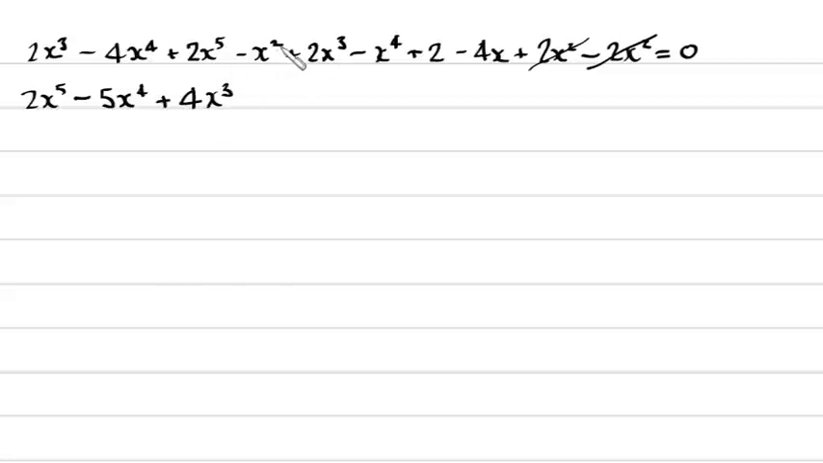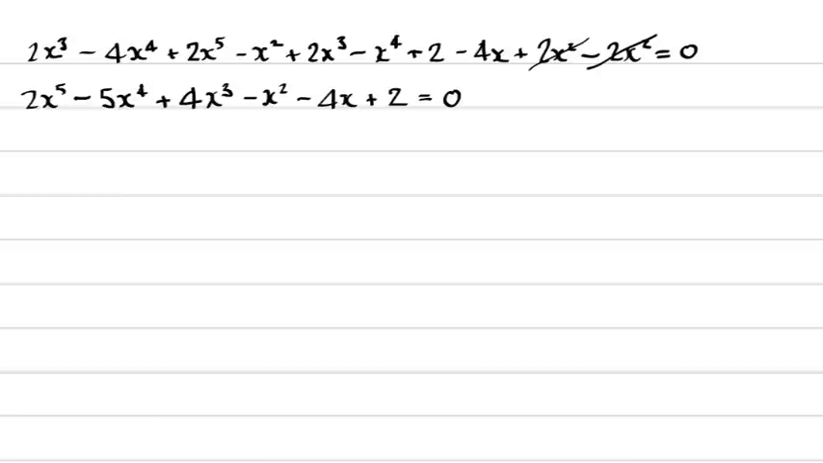4x cubed minus x squared minus 4x plus 2 equals 0. Now this is the sort of equation that nobody expects you to be able to do in your head. We do suspect that x equals a half is a solution to it though, because we were given that in the problem, in the original posing of the question.